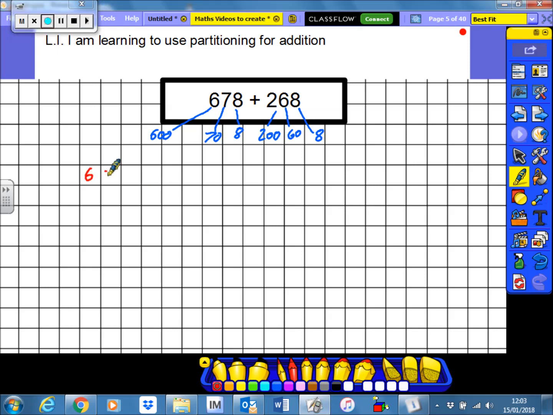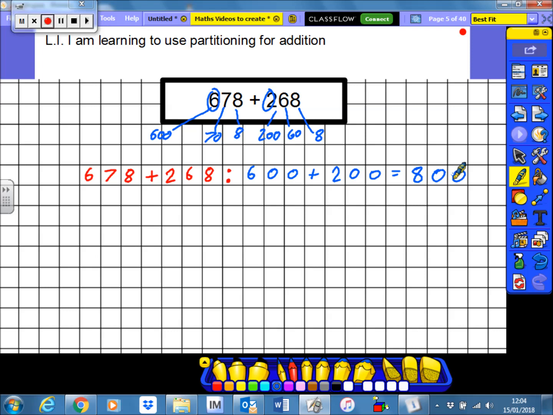As before, I'm going to start off by writing out my sum just normally. So I'm going to write out 678 plus 268 and my colon. Okay, now I'm going to start off by dealing with the hundreds, and I write out the sum again as a simple addition sum, but with the hundreds. So 600 plus 200. So I'm dealing with these sections here, the 600 and the 200. And the answer to that is 800.